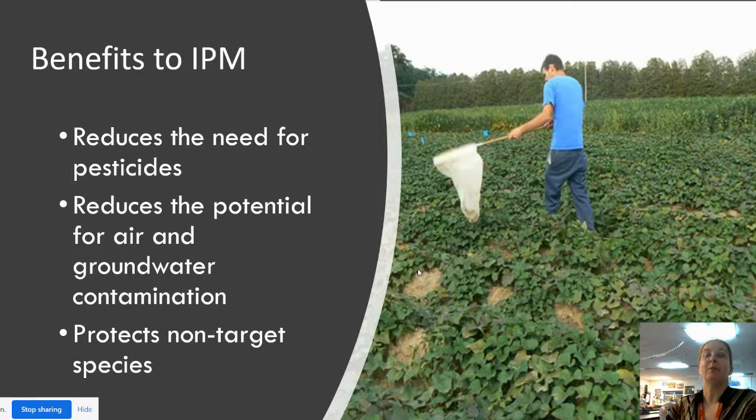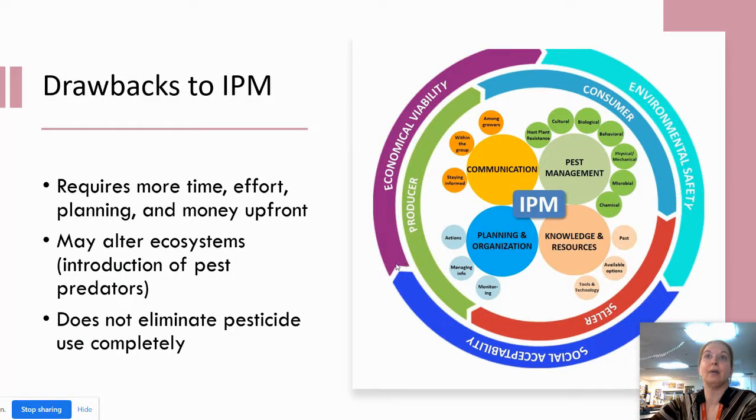So, benefits to integrated pest management: it reduces the need for pesticides, it reduces the potential for air and groundwater contamination, and it protects the non-target species because you're using different methods. Drawbacks: it's going to require more time, effort, planning, and money up front, but once again, some of them aren't that bad. And they can possibly alter the ecosystems. Introduction of a pest predator could happen, and it does not eliminate the use of pesticides completely, but I would say farms, and anywhere, need to be using more of this integrated pest management to reduce the amount of chemicals out there.